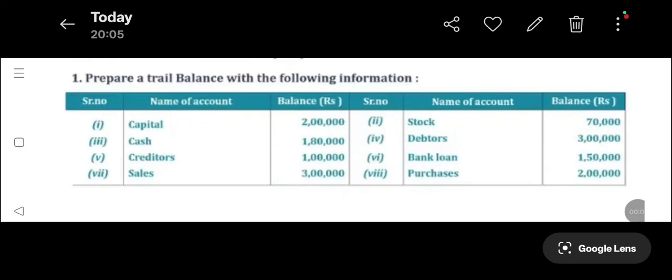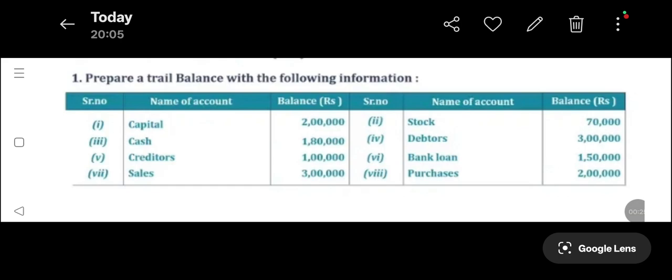Dear students, here in this video I am going to discuss how the trial balance is prepared. I have already discussed that the items of assets, expenses, losses are on the debit side of the trial balance, and drawing account also. And accounts related with capital, liabilities, income, profit and gains are on the credit side of the trial balance.